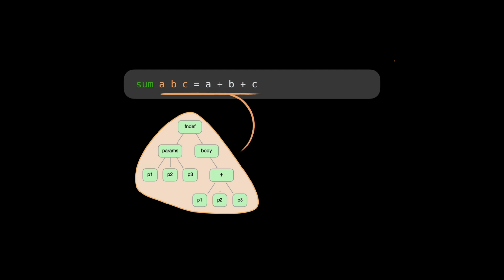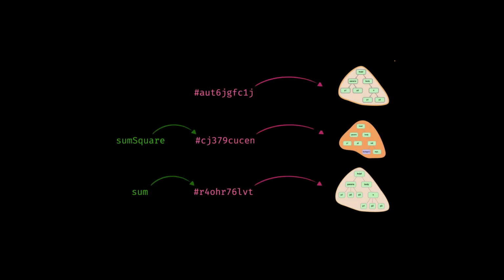Then we thought, okay, we're going to fool it. We're going to create a new version of sum that has three parameters. So sum that adds A, B, and C to produce A plus B plus C. This has got an AST, which is different to the original sum. And so it's going to have a different hash. So it has the hash R40H, and we've told it to alias sum to that new hash. That means sum no longer points to our first hash, the AUT hash. It now points down to R40.